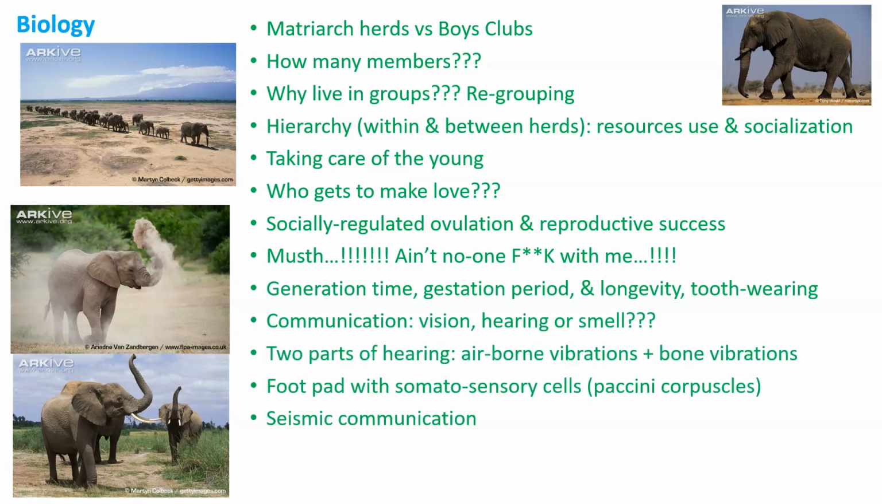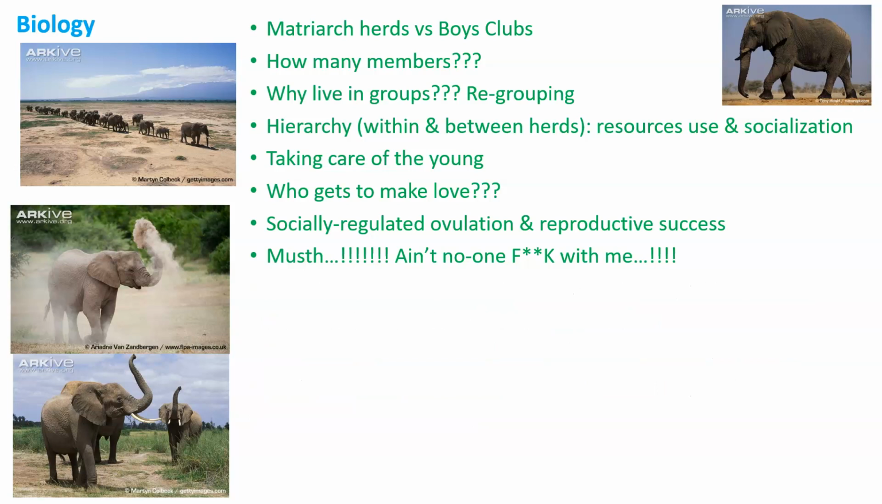I think I should have some image somewhere. I might have to go back to that later on. I think it's in a different slide.